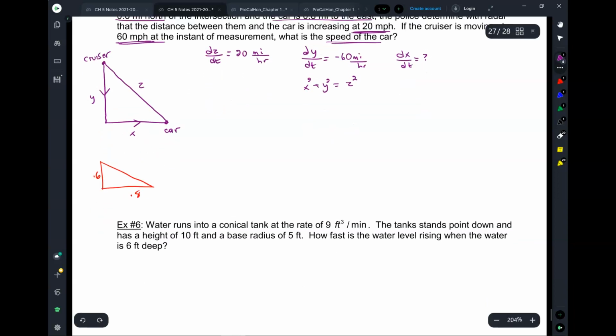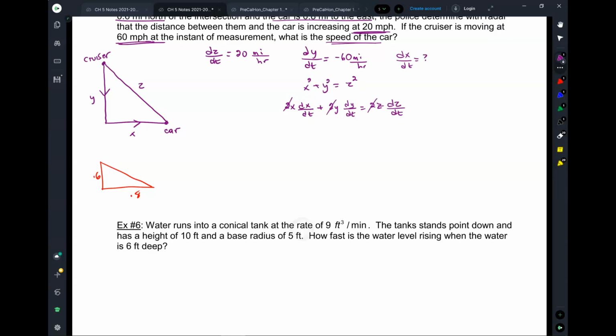Now, you take a derivative. So 2x dx/dt plus 2y dy/dt plus 2z dz/dt. The 2's go away. Now let's see what it is that we have.